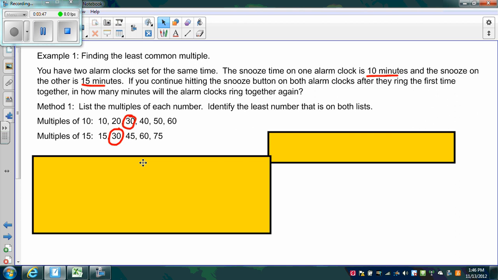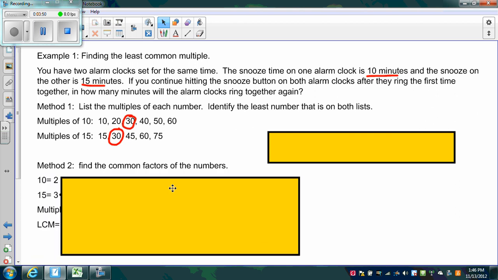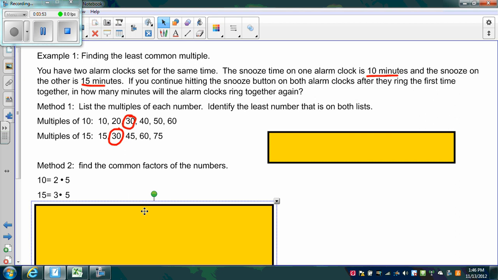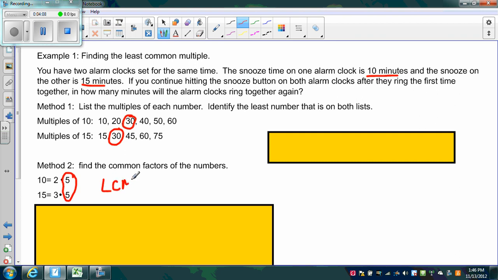The alternative way of doing this is finding the common factors of the numbers first. So 10 is 2 times 5, and 15 is 3 times 5. In this case, just like the greatest common factor would be 5, but when we find the least common multiple, what we're going to do is we multiply what's shared once. So don't use both of these 5s. 5 happens once, because it's shared, times everything that's not shared. So 5 times 2 times 3, 5 times 2 gives us 10, times 3 gives us 30. So we also get 30 minutes.